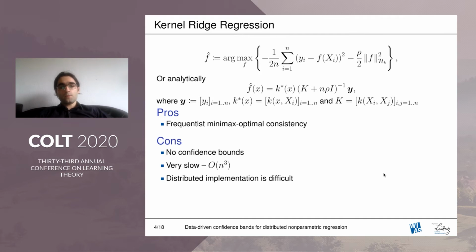A classic approach to the problem is kernel ridge regression, which is effectively just ordinary least squares with a carefully chosen penalization defined in terms of the norm of the reproducing kernel Hilbert space induced by some covariance function k, which needs to be chosen manually as a hyperparameter of the method. The solution can be also obtained analytically. Pros of this approach include frequentist minimax-optimality. But on the other hand, the method does not yield confidence bounds and is fairly slow, as one needs to invert an n times n matrix. And the distributed implementation is also quite difficult.